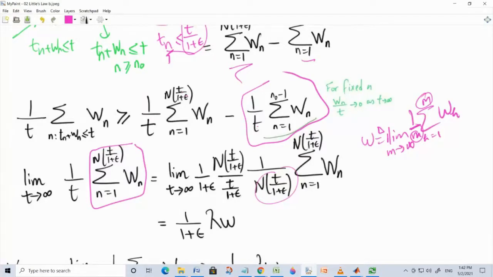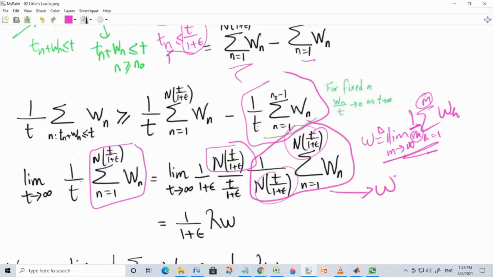So since now we have N of t over 1 plus epsilon as the upper limit of summation, to make use of this limit statement, we need to divide by the exact same thing that we have here. But of course, N of t over 1 plus epsilon was not there, so you need to have it. And then in the denominator, you multiply and divide by 1 plus epsilon. So let's see what is going on. Now this summation with this extra term will go to W.